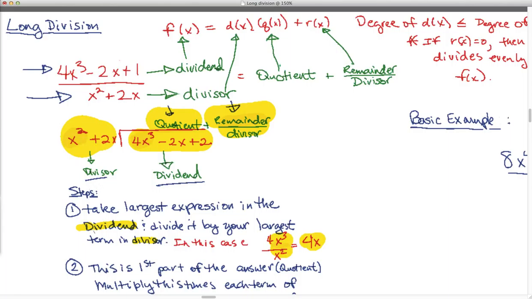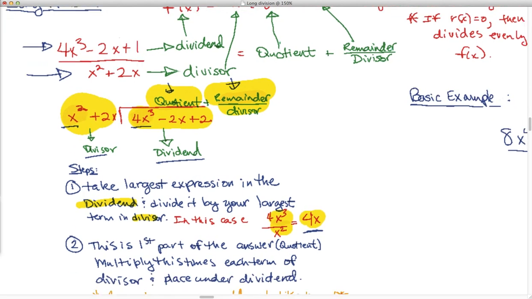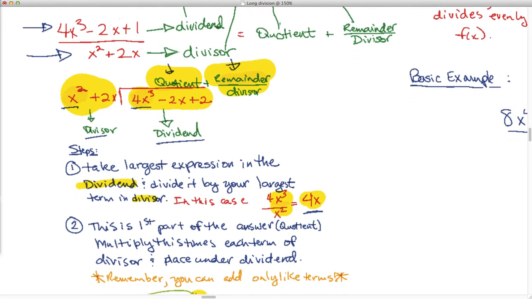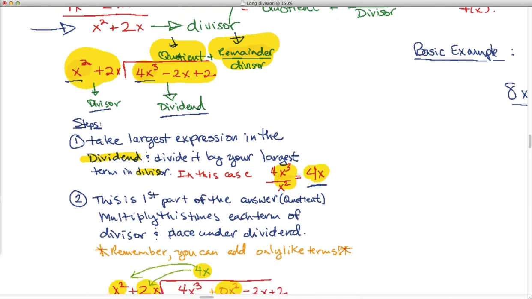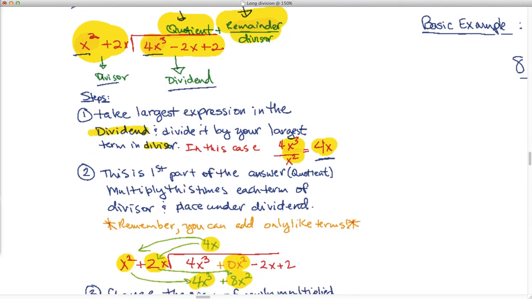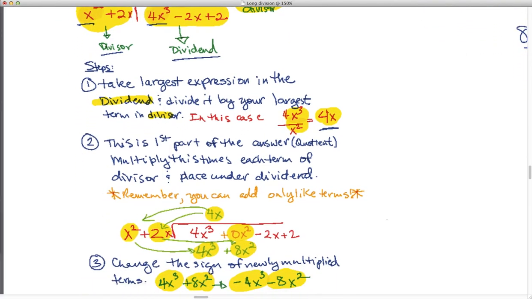And the way we figure out what the first part of our quotient, or our answer, is: you take the largest term here and divide by the largest term there. That always tells you what goes in the quotient. And you keep doing that until the power of the dividend is smaller than that of the divisor. And remember, when you're writing this out, don't forget to account for any missing powers by plugging in zeros for the missing powers.